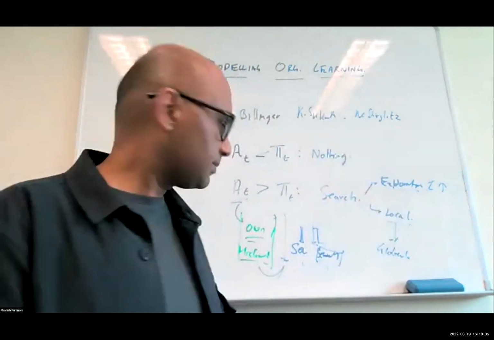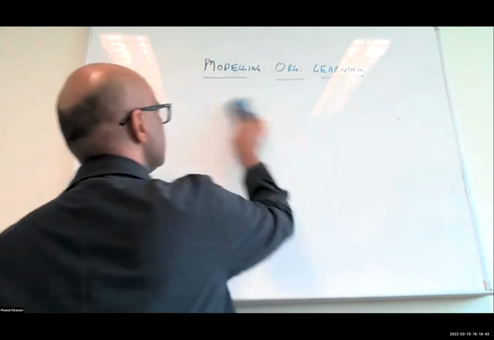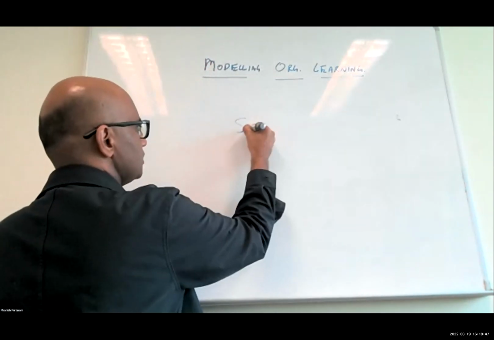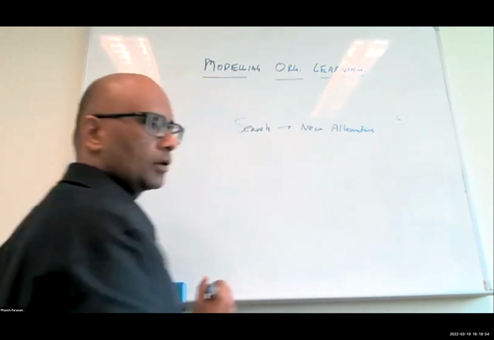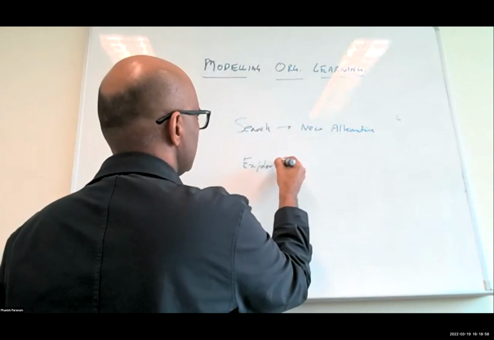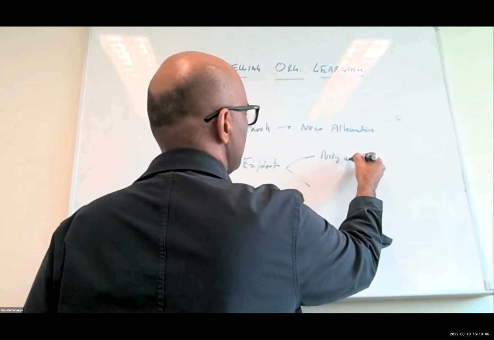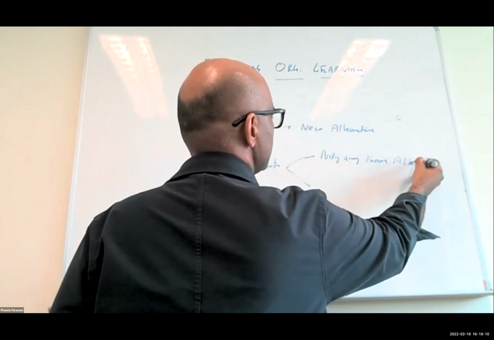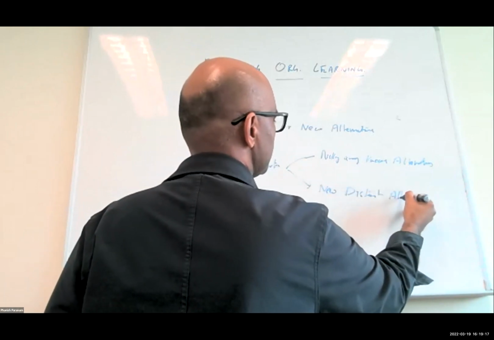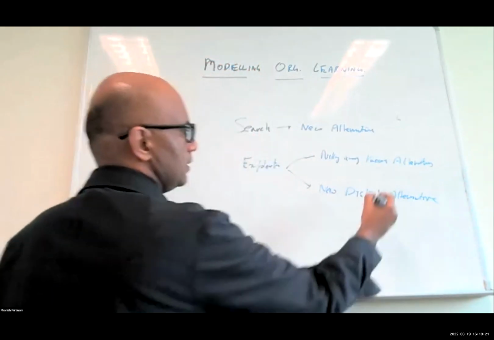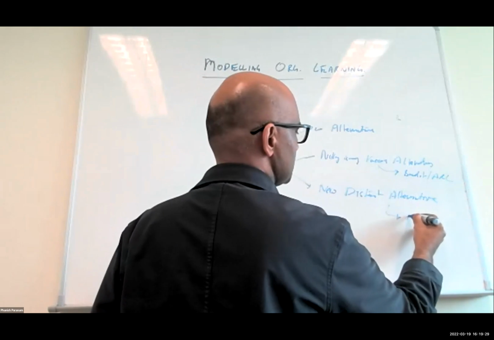So I would say the hierarchy of concepts that makes it probably the easiest to bear in mind is something like this. So let's say search means new alternatives. Exploration could mean two things. It could mean risky among known alternatives, or it could mean new distant alternative. This interpretation is used in bandit models, adaptive reinforcement learning models. This interpretation is used in NK models.